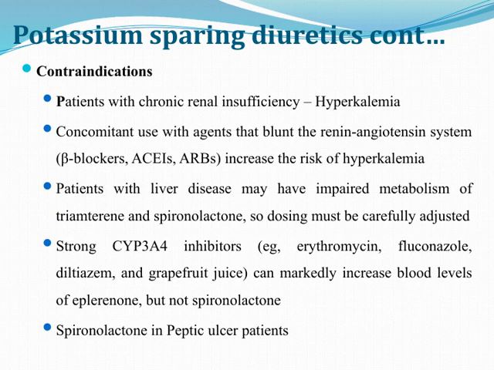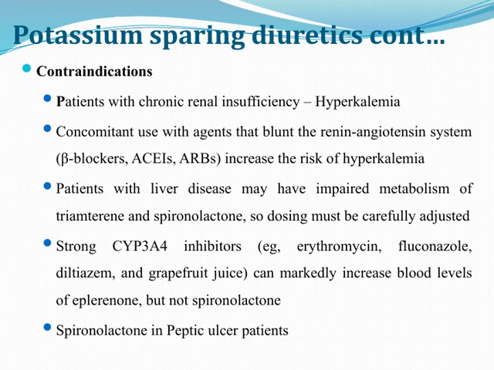Let's continue by discussing the contraindications of potassium-sparing diuretics. First, patients with chronic renal insufficiency are at increased risk of hyperkalemia, so caution is essential in these cases. Additionally, when these diuretics are used together with agents that blunt the renin-angiotensin system, such as beta blockers, ACE inhibitors, or ARBs, the risk of hyperkalemia rises even further.